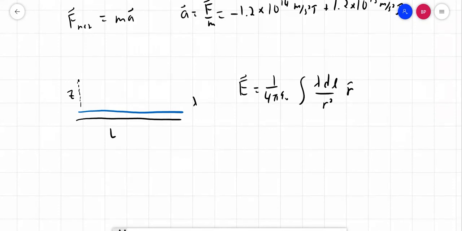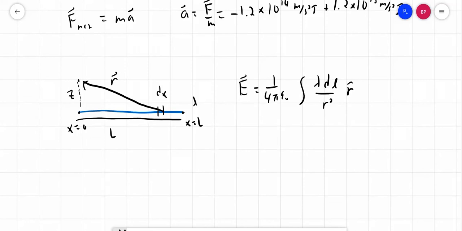So dl is the actual length of a little piece here. So let's say this is along the X direction. In fact, let's call this point X equals 0. So this point then is the point X is equal to L. And this distance is just dx. Now this vector r hat here is the unit vector that points from an arbitrary dl somewhere along our line charge to where we want to know the field. So in other words, this is our full vector, and we can divide by the magnitude to find the unit vector.